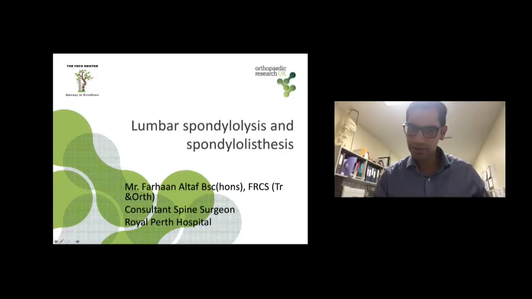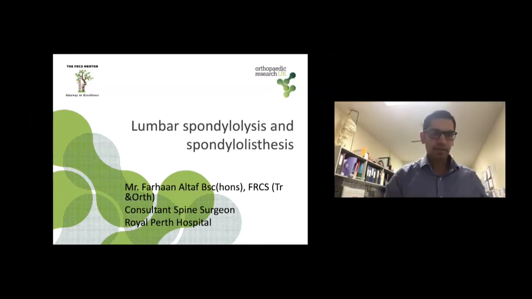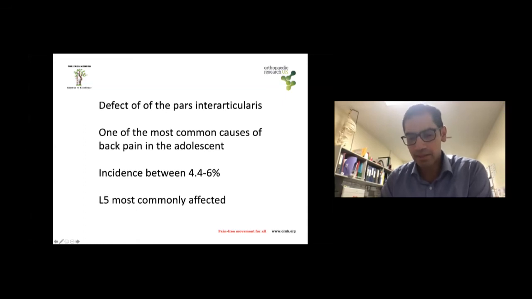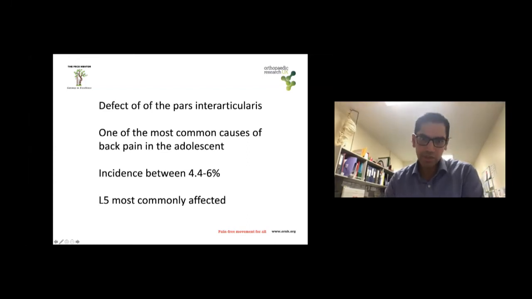So this is covering lumbar spondylolysis and spondylolisthesis. So spondylolysis is a defect of the pars interarticularis. So the pars interarticularis is the segment of the bone that connects the superior articular process to the inferior articular process of that vertebra. And it's one of the most common causes of back pain in the adolescent. And it's most commonly seen in adolescents who are very active, especially in hyperextension sports such as gymnasts or other athletes involved in lots of extension activities. Incidence is between 4.4 and 6%, and the L5 vertebral body is the most commonly affected.